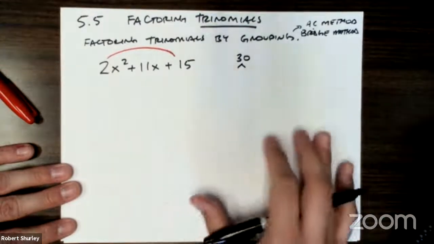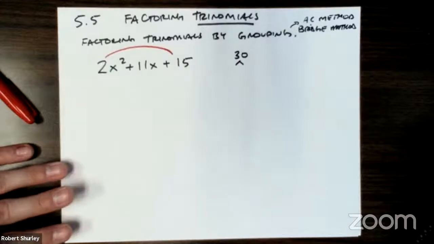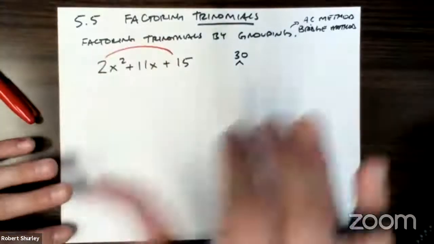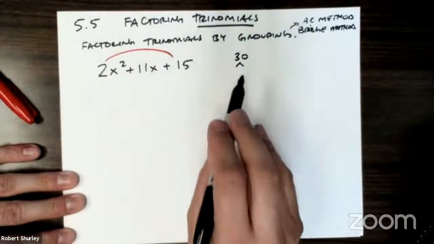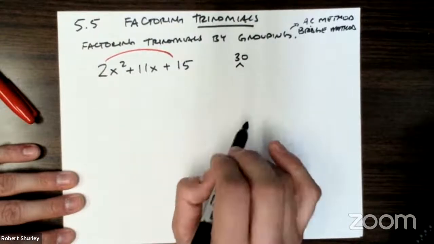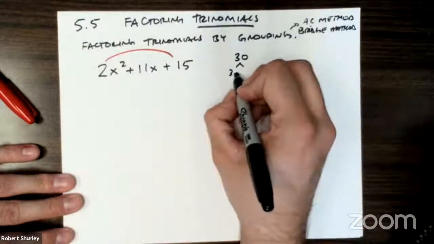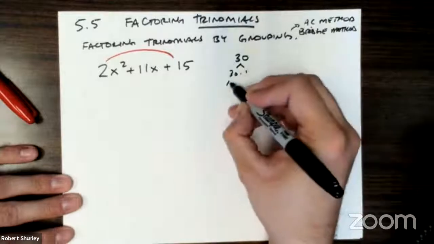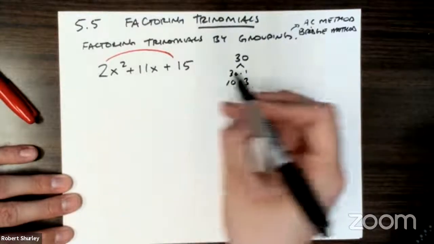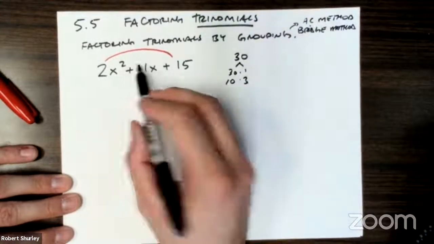Now I know hopefully you see it in your head, and you're like, I know what it is, just write down the answer, Mr. Shirley. That's fine if you know what it is, but I want to show you how to go about this. So 30 we know is 30 times 1, right? 10 times 3. Notice these don't add up to 11. 30 and 1, 10 and 3 do not add up to 11.